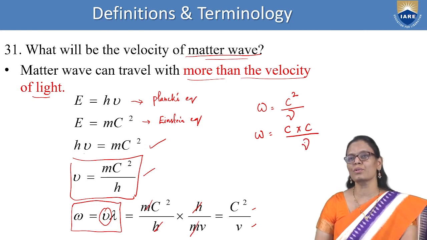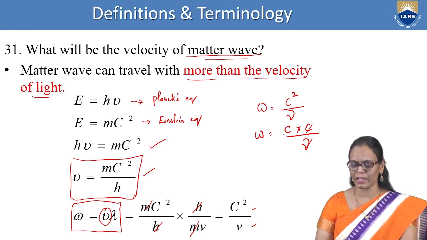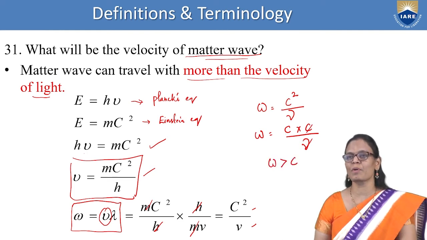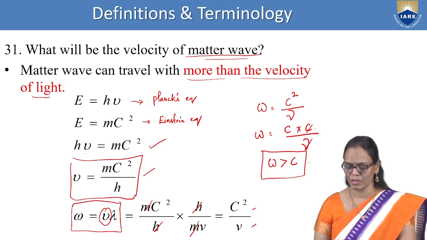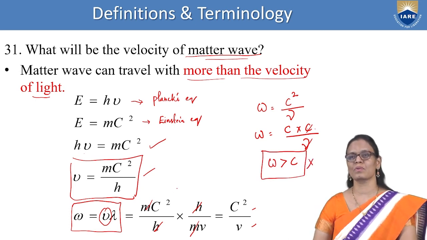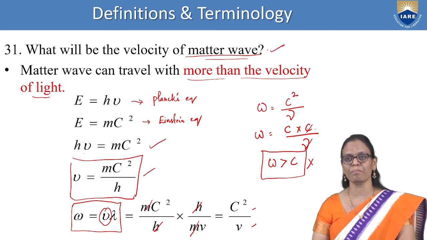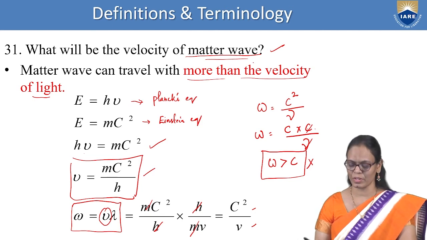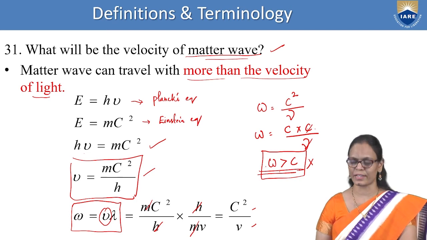And this velocity nu is always less than c. So if we cancel it, then omega will be greater than c, because the denominator is smaller than the numerator. So definitely c multiplied by something gives omega greater than c, which is not practically possible. So we only say that matter waves are a symbolic representation. In practice, we cannot talk about them because we cannot have velocity greater than the velocity of light.